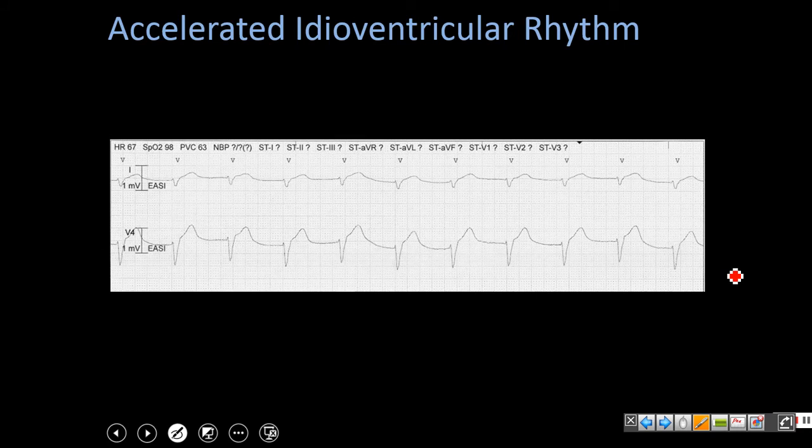Here's an example of accelerated idioventricular rhythm. Heart rate's 67 beats per minute. That looks like it's accurate. No P waves that are visible. Inverted QRS, upright T wave.